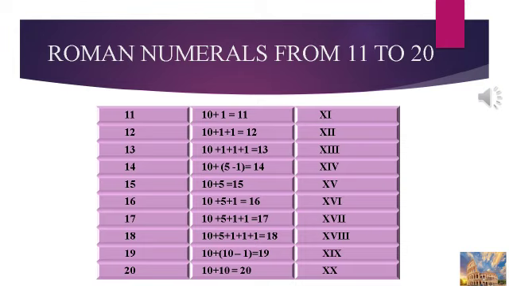19 can be written as 10 plus 9, where 10 is represented by X and 9 can be written as IX. Therefore, the Roman numeral of 19 is XIX. And 20 can be written as 10 plus 10, that is XX.